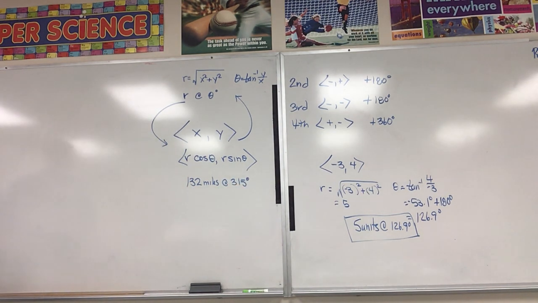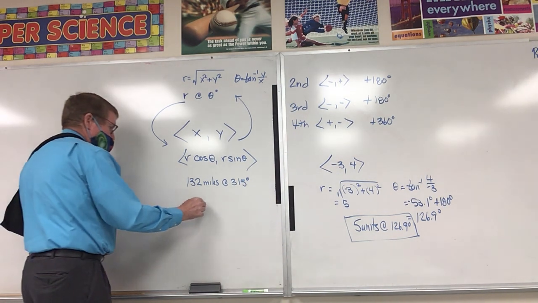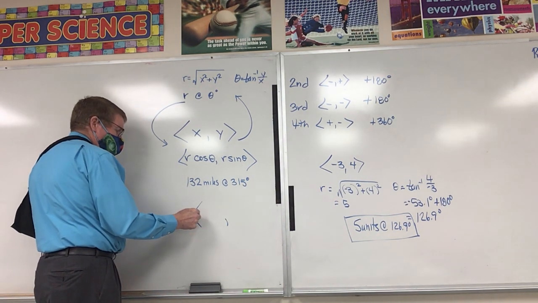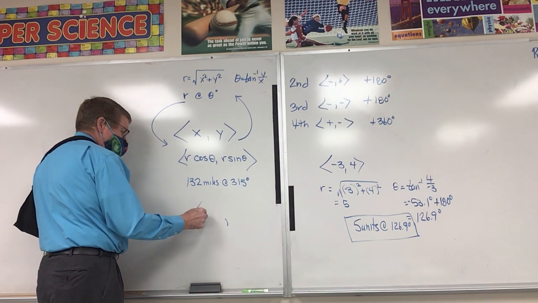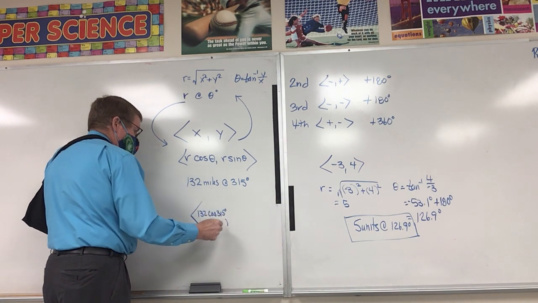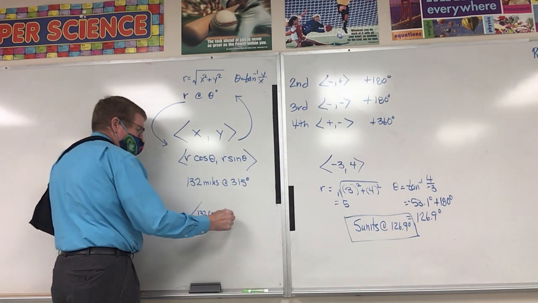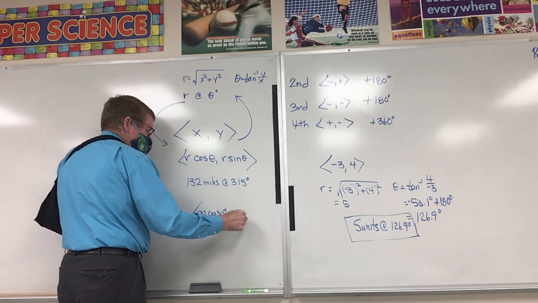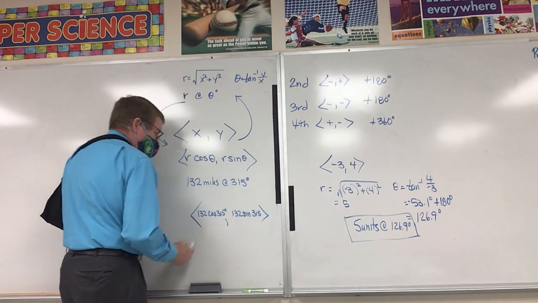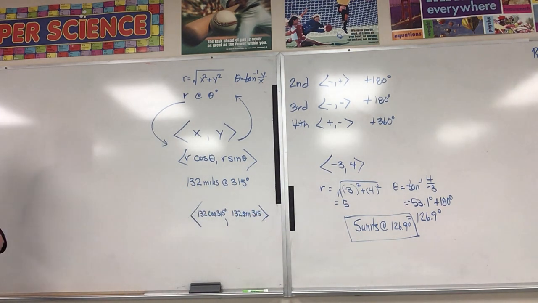Here we have a vector form, 132 miles at 315 degrees. I want to put it in coordinate form. So I'm going to find my x. 132 times cosine of 315. How will I find my y? 132 times sine of 315.